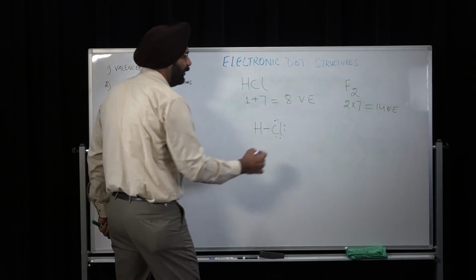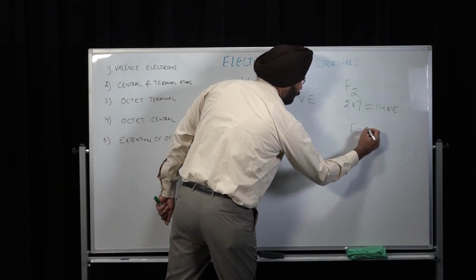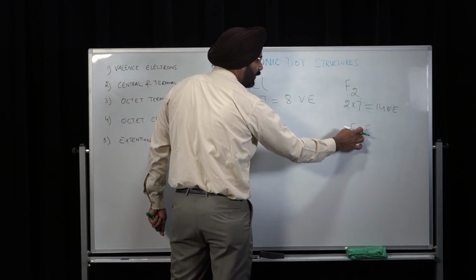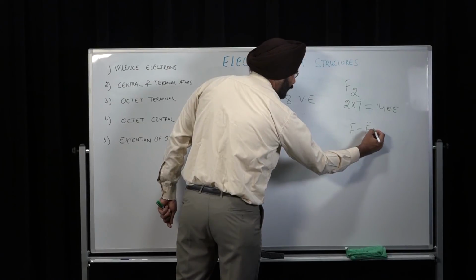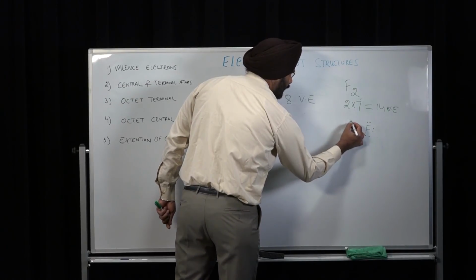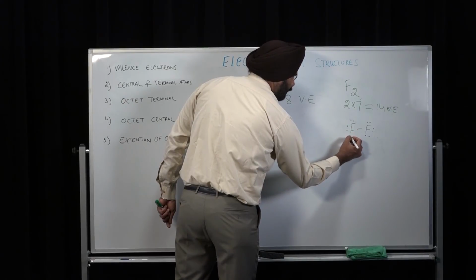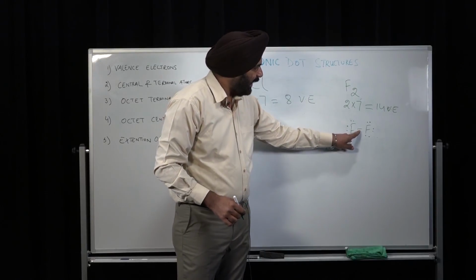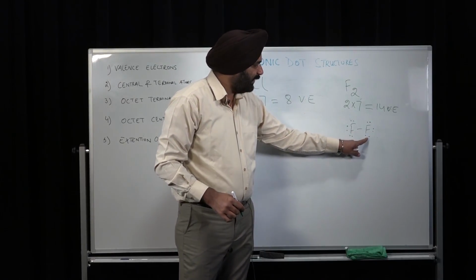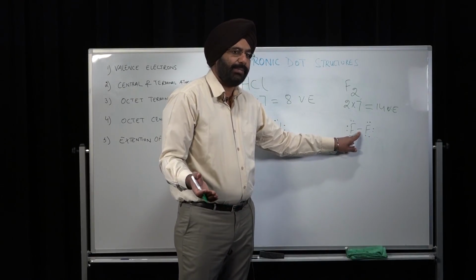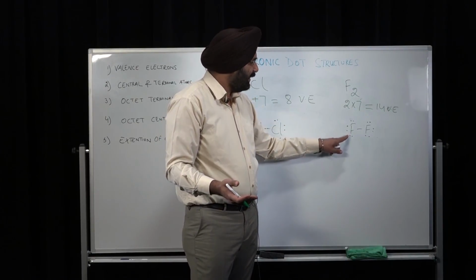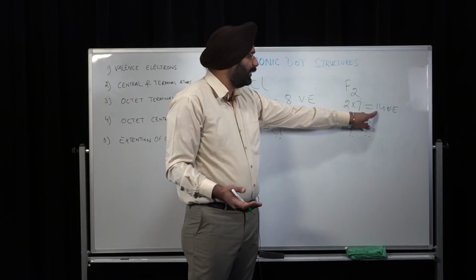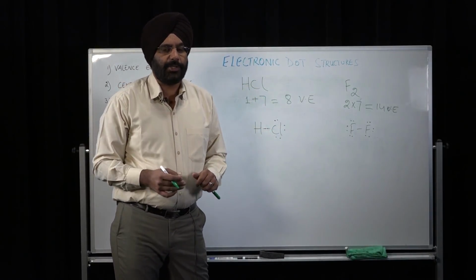So when I'm writing the electronic dot structure for fluorine, it's very simple. You have fluorine attached to another fluorine. So 2 electrons are already being considered. In the next step, you have to make sure that the octet on each of the fluorine atoms is complete. So 2, 4, 6, and 8. 2, 4, 6, and 8. So the octet is complete. In total, how many valence electrons am I seeing? 6 plus 6 is 12, plus 2 is 14. So 14 valence electrons. So that's the electronic dot structure for fluorine.